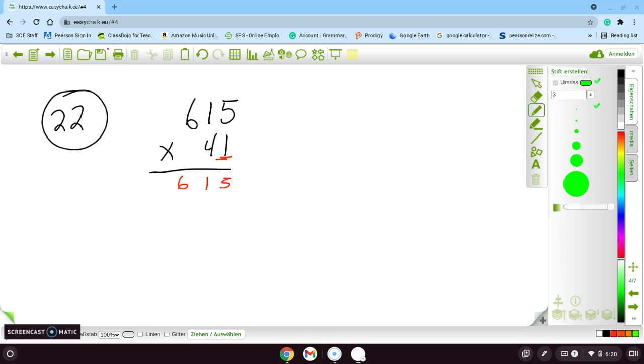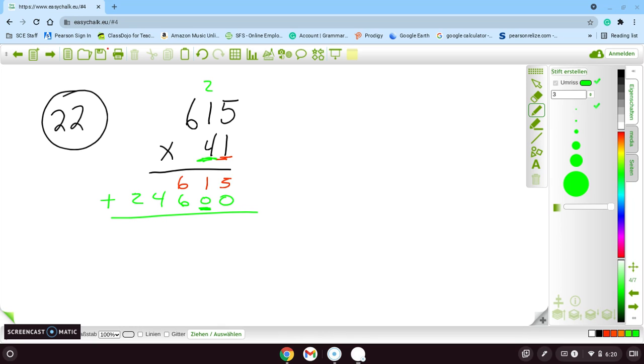I'm going to jump over here to my tens column, which means my first answer is in the tens column. So I'm going to add my placeholder. 4 times 5 is 20. Regroup my 2. 4 times 1 is 4, plus 2 is 6. And 4 times 6 is 24. Those are my two partial products.